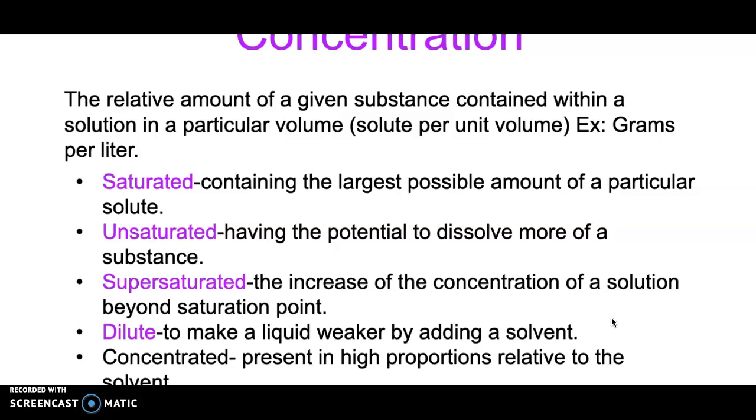If I were to make a solution dilute, I would add water, and it would create a dilute mixture. And these are all really important, especially in chemistry, when we're talking about making specific concentrations. So be familiar with the terms here.